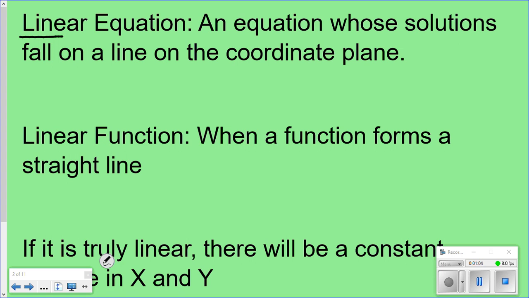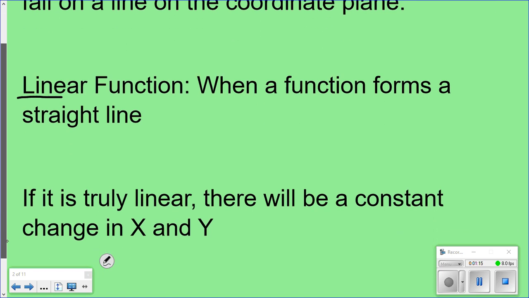And a linear function is also the same thing. We talked about this last lesson. We talked about functions. So when a function forms a straight line also, again, base word line, linear. And like I said before, if it's truly linear, there's going to be a constant and consistent change in x and y. So if it's truly a straight line, there's going to be something consistent happening every single time.